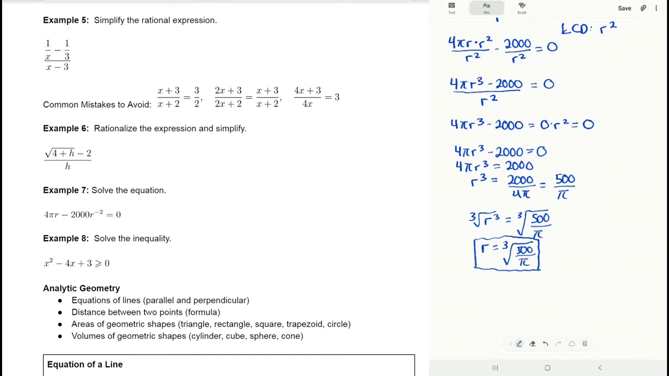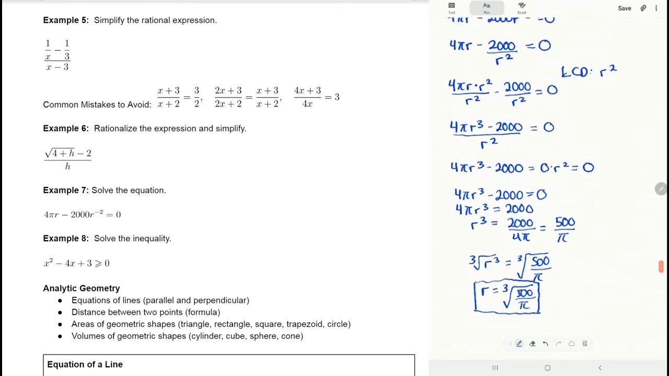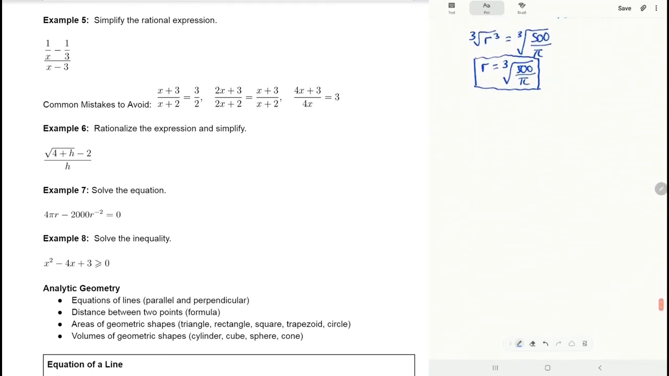All right, and in the next example, we want to solve the inequality. So x squared minus 4x plus 3 is greater than or equal to 0. All right, so we want to see what values of x will make this inequality true. And what we have in the left-hand side is a quadratic. So we want to try and see if we can factor the left-hand side of the equation.